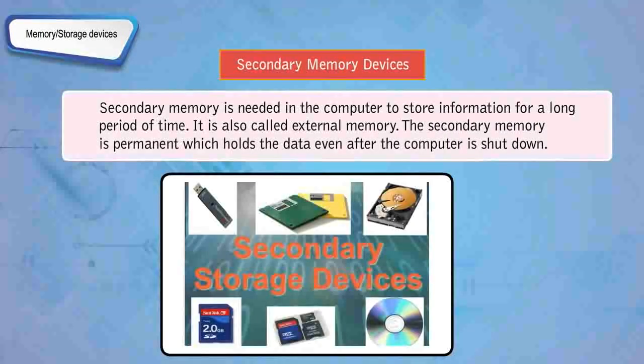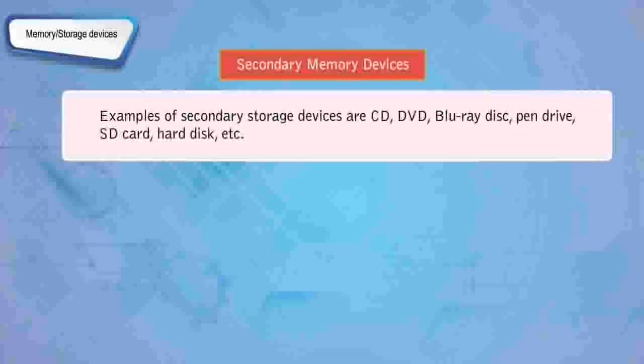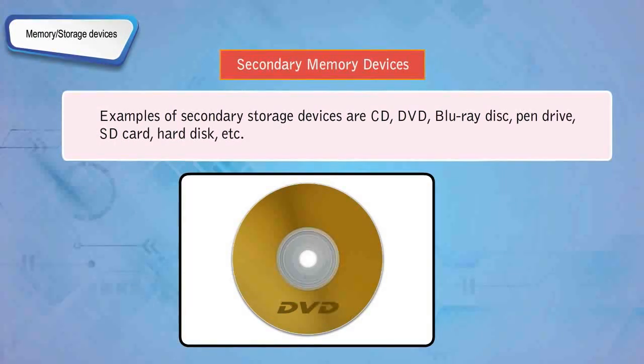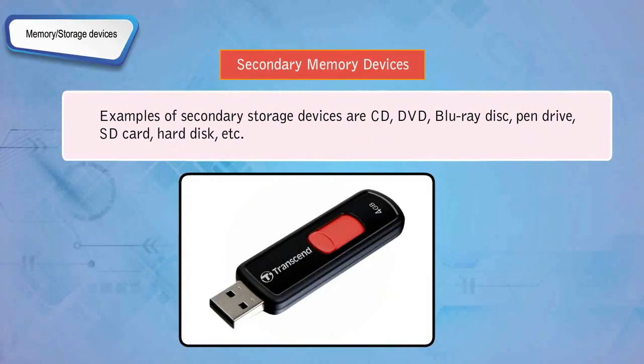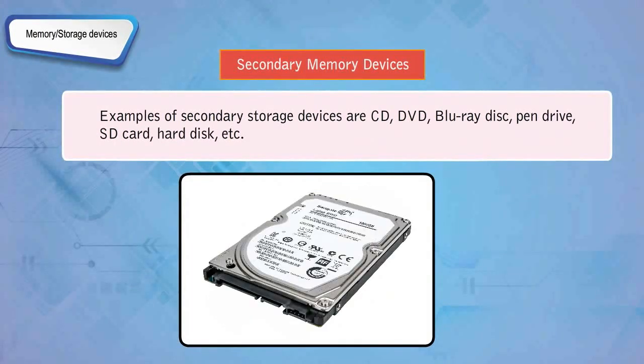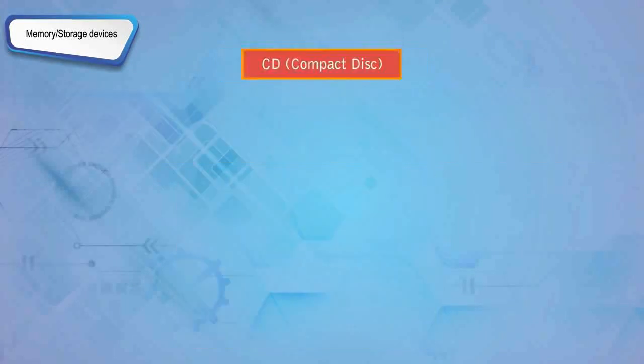Secondary memory devices. Secondary memory is needed in the computer to store information for a long period of time. It is also called external memory. The secondary memory is permanent, which holds the data even after the computer is shut down. Examples of secondary storage devices are CD, DVD, Blu-ray, pen drive, SD card, hard disk, etc.